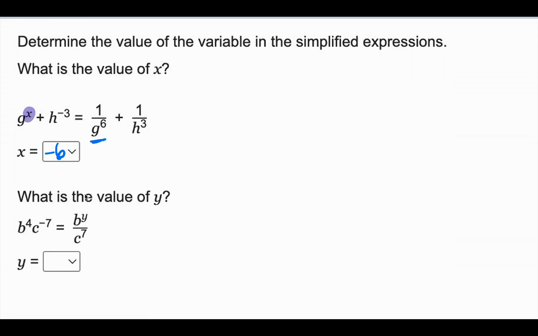Now in this case, what is the value of y? So y is now in the numerator, so it's b to the y over c to the 7th. We have b to the 4th over c to the negative 7th. Well, if this is a negative, that went in the bottom. b to the 4th should be the same. So y is equal to 4 because it's not in the denominator, b to the 4th, and it's still up there.